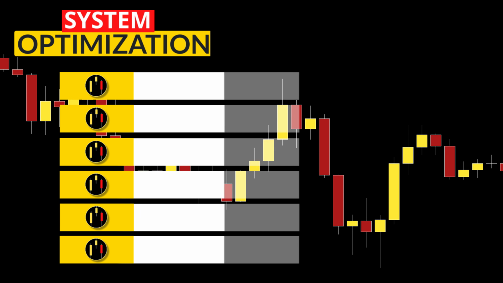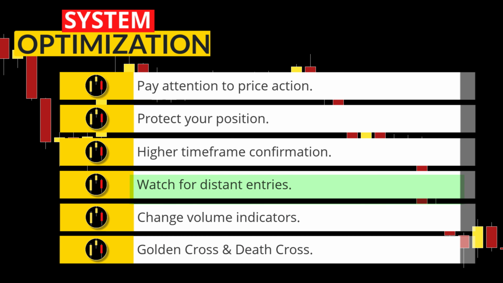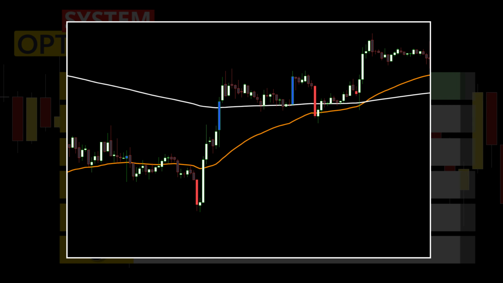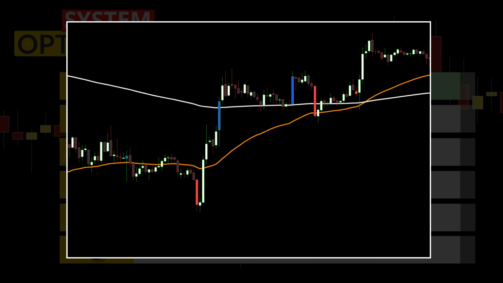Remember, the enemy of great is good. I have 6 ideas on how we can improve this system. First, you can filter out many bad signals when you take king price action into account.